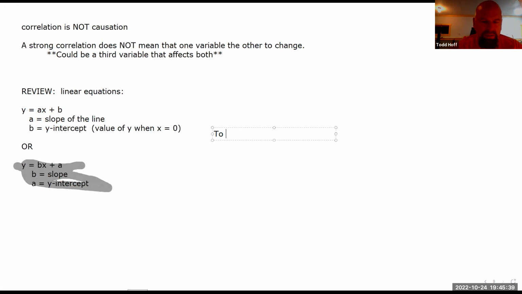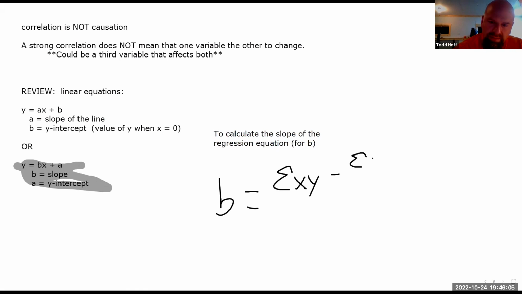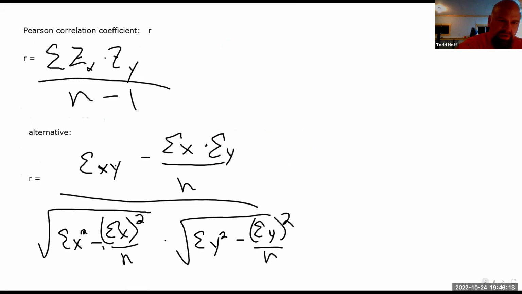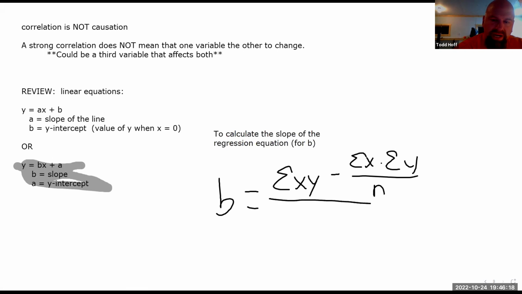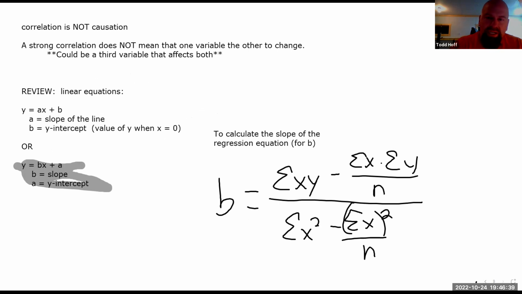So to find the slope of the regression equation, in this case b, b is equal to the sum of the x times y's minus the sum of the x's times the sum of the y's over n. Notice that looks very similar to the top part of this formula here. It's exactly the same. Divided by the sum of the x squareds minus the sum of the x's squared over n. Again, notice that's a little under half of the bottom of that formula. So if you have all that information, we can find b very quickly.